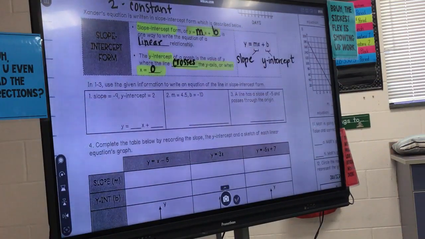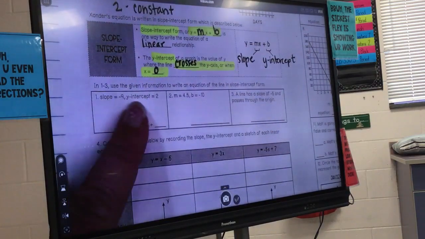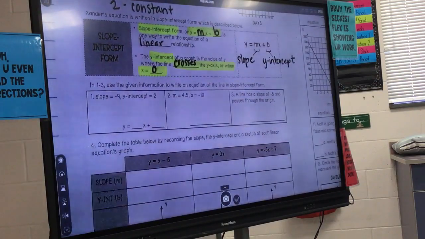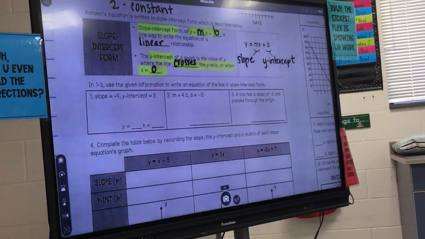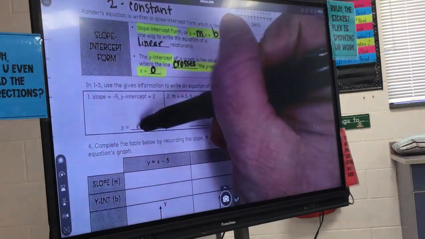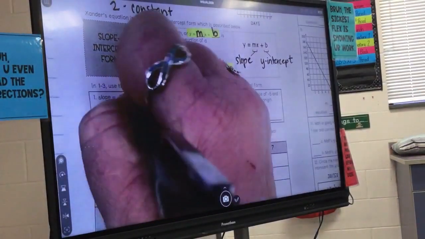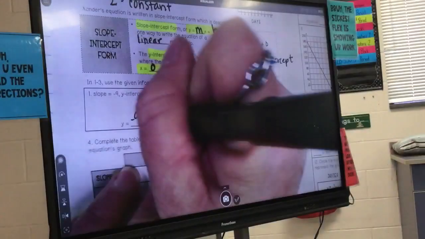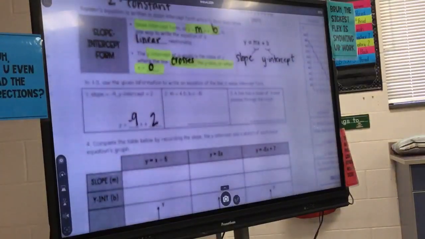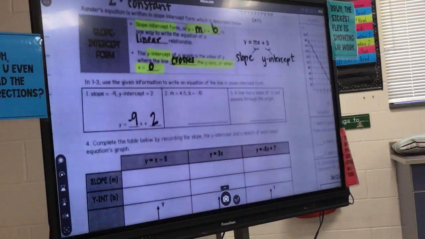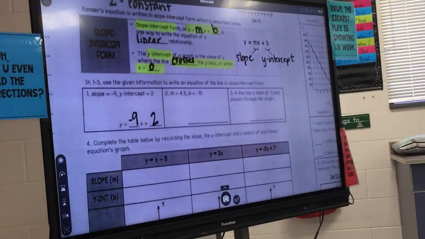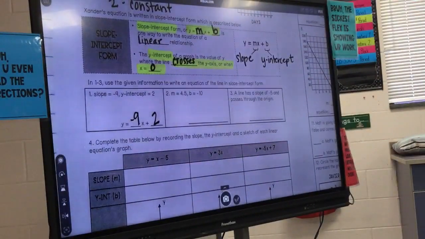All right, so number 1. It says, use the given information to write an equation of the line in slope-intercept form. So it gives us our slope of -9, and it gives us our y-intercept of 2. For the first one, all you have to do is plug in these two numbers. So does -9 go first, or does 2 go first? -9. And then, obviously, the +2. The next one, I want you guys to write the equation and then stand up when you're done. So write the equation, stand up when you're done for number 2.